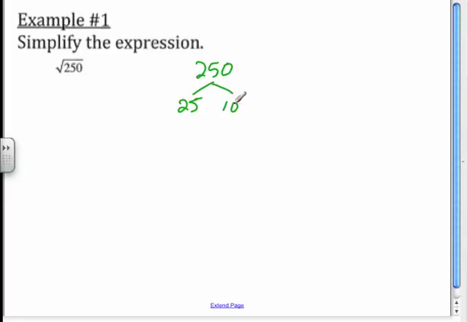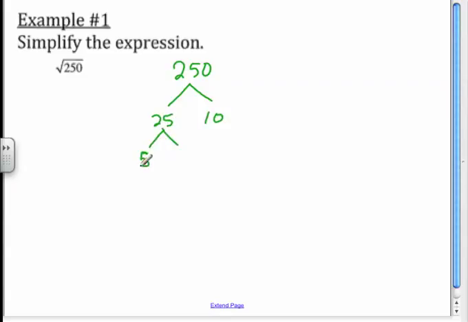Well, here is a foolproof way of doing it, okay? What we're going to do is take the number 250 and prime factor it. So let's just say it's 25 times 10. And then I'm going to break that 25 down into 5 times 5. And those are both prime, so I'll put circles around them. And then 10 is also 5 times 2.